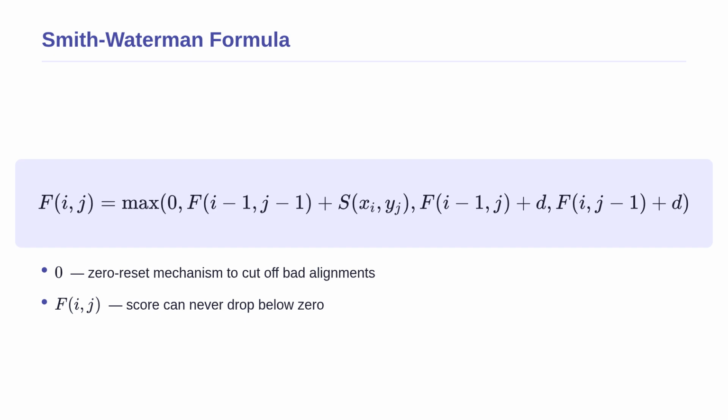Whenever a score becomes negative due to accumulated mismatches or gap penalties, the algorithm resets that cell to 0. This 0 reset mechanism effectively cuts off bad alignments and allows the algorithm to start fresh, ensuring that only highly conserved, positive scoring local regions are highlighted.